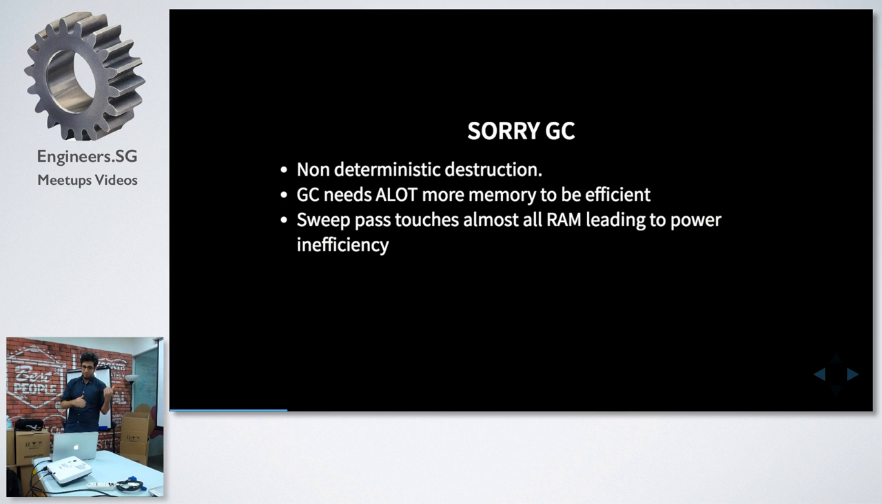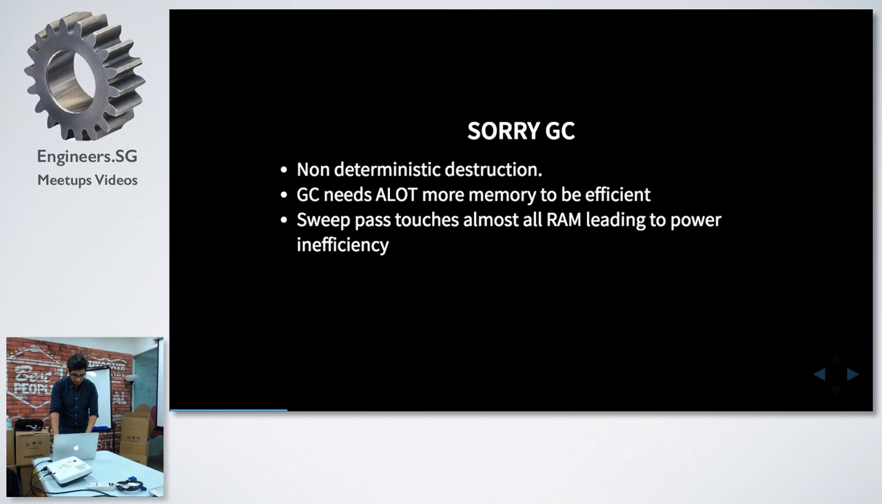Chris Lattner talked about this at length recently in a podcast, whereby one of the reasons why they didn't continue with Objective-C garbage collection in iOS is because GCs would lead to pretty bad power efficiency, so they use something called automatic reference counting instead, which I might touch on later.